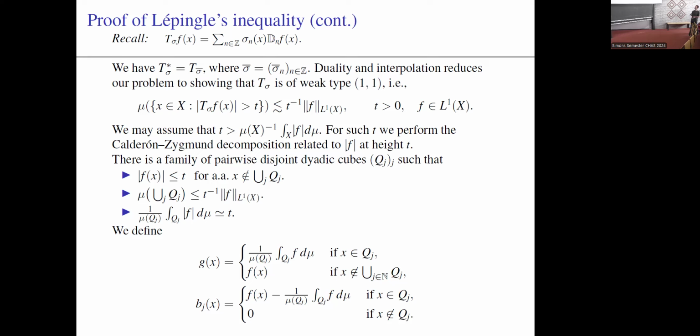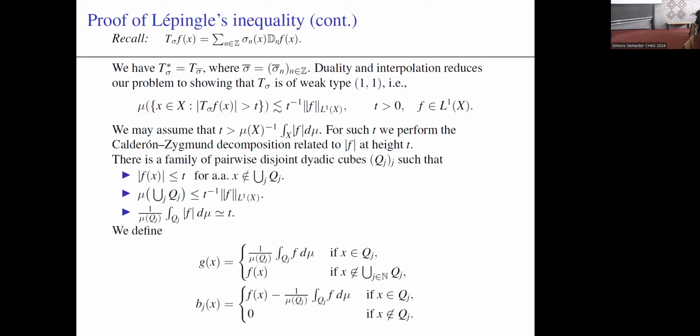All right, and here is the place where I need the Calderon-Zygmund decomposition. So we have two cases when we want to prove weak type 1. The first one is trivial, and the second one is that t is greater than the average over the whole space. So if we have t and the absolute value of f, then we can construct a Calderon-Zygmund decomposition. So we have dyadic cubes which satisfy these three properties. These are exactly the same properties as we had before.